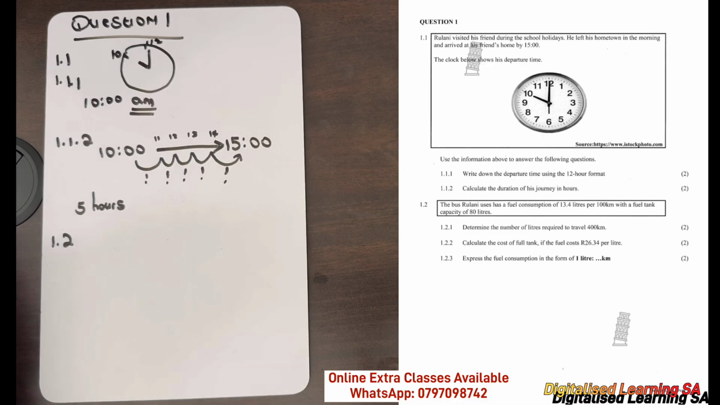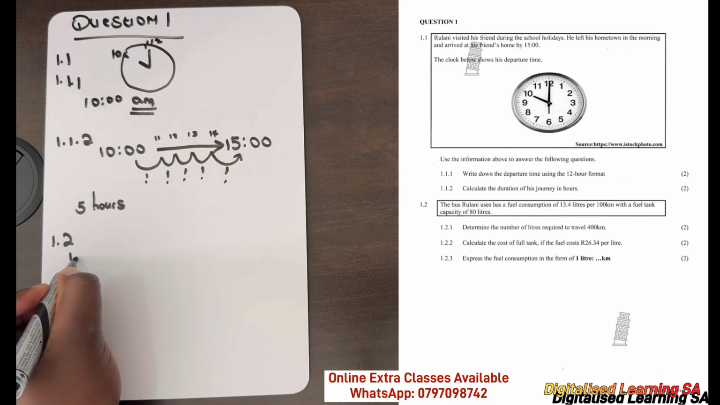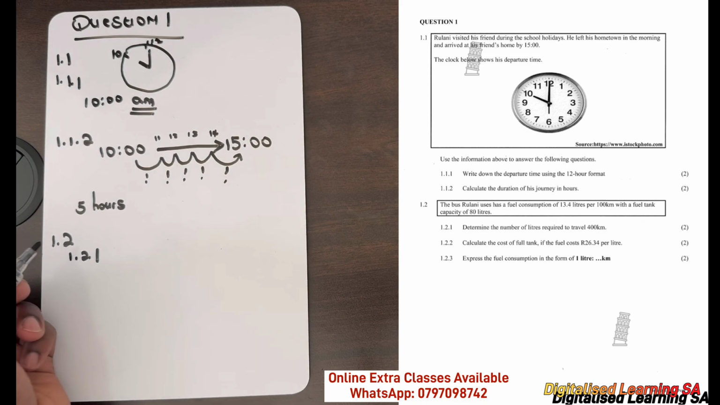In question 1.2, we are told that the bus Rulani uses has a fuel consumption of 13.4 liters per 100 kilometers with a fuel tank capacity of 80 liters. So without wasting time, we will move to question 1.2.1. Question 1.2.1 says determine the number of liters required to travel 400 kilometers.